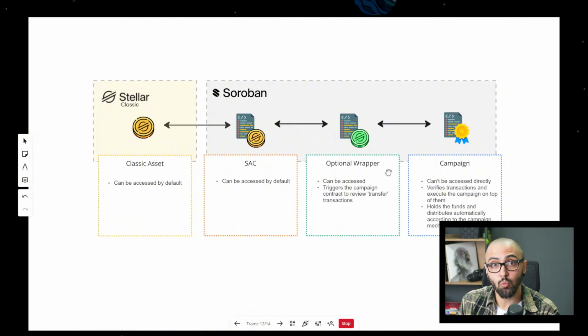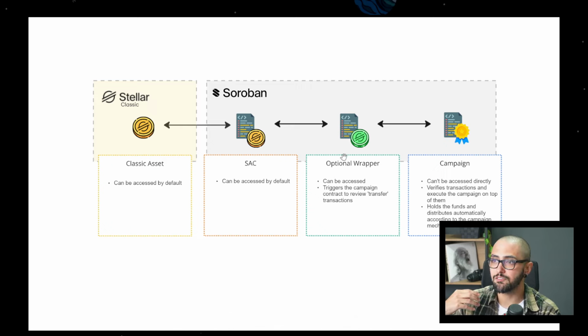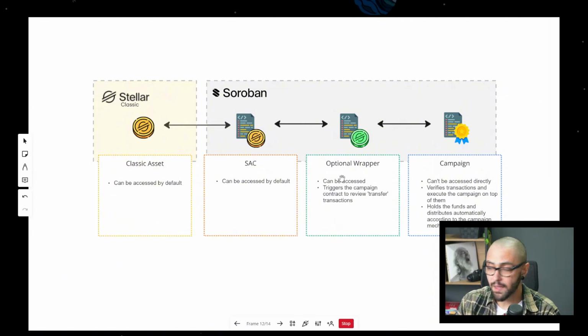And if someone wants, let's say, the builder of this use case, they could say that the wrapper is only accessible by their users or a specific set of premium customers that will have special cashback or points or rewards attached to their token. So this is how you could leverage this approach for a different use case than the enforced ones. So here it's going to be accessible by anyone, and it will trigger the campaign contract to review the transfer transactions.